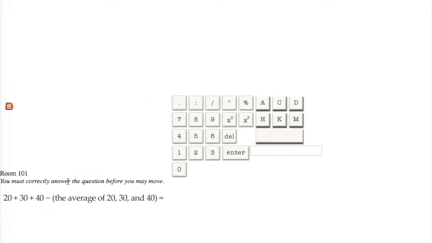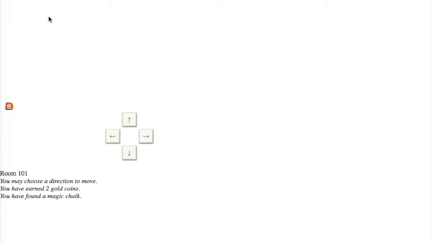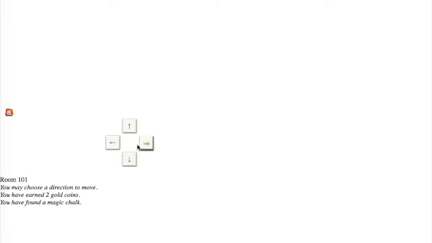I've got this question. I have to answer it. The answer to this question happens to be 60, so I press enter. We get a little yes animation. I can take a step. So I've got this little arrow keyboard. If you use a computer, you can use the arrows on your computer.